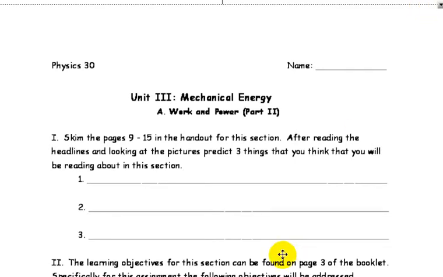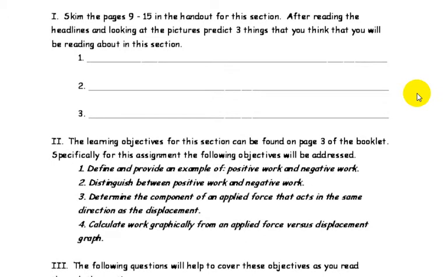Welcome back, Physics 30. This is the second book in Unit 3, Work and Power Part 2. In this, we'll be looking at positive and negative work, distinguishing between those two, determining the component of an applied force that acts in the same direction as displacement, and calculating work graphically from an applied force versus displacement graph.